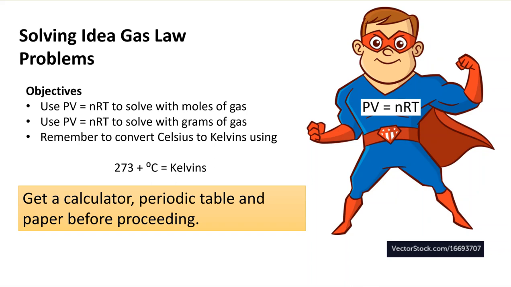So here are our objectives for today. We're going to use PV equals nRT to solve with moles of gas. We're going to use PV equals nRT to solve with grams of gas. And of course, we're going to remember to convert Celsius to kelvins using 273 plus degrees Celsius equals kelvins.